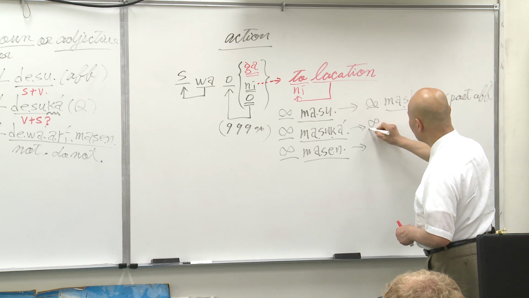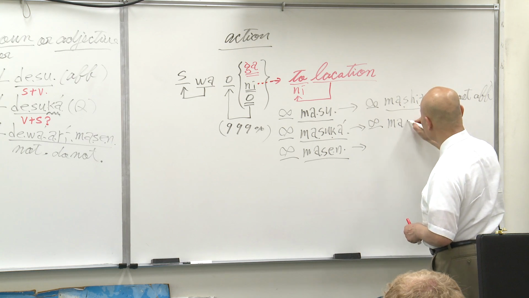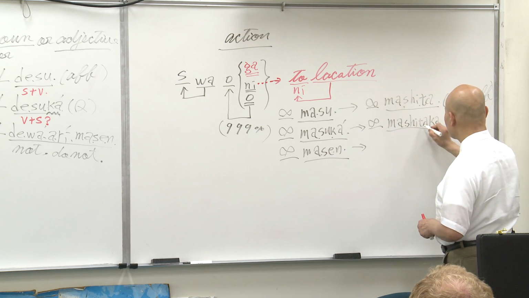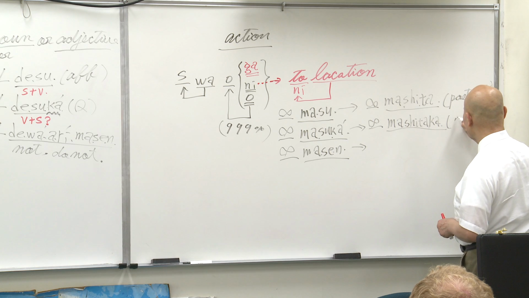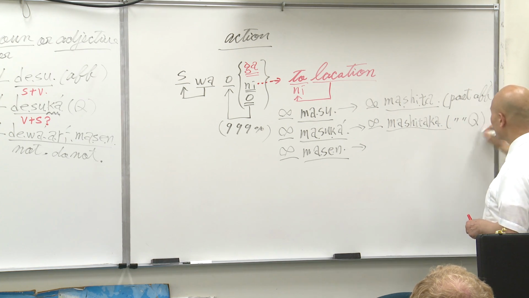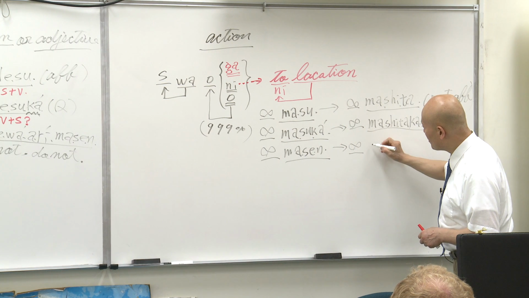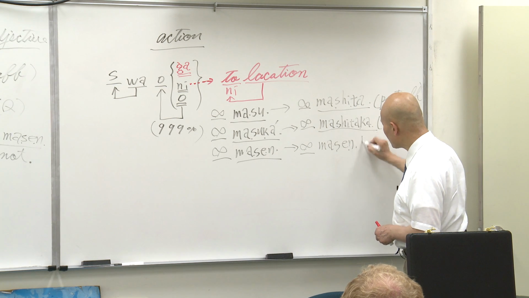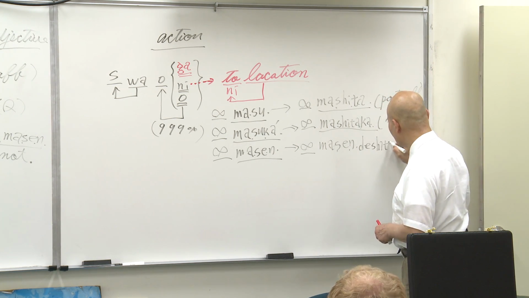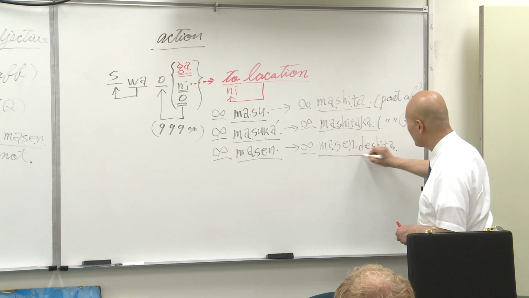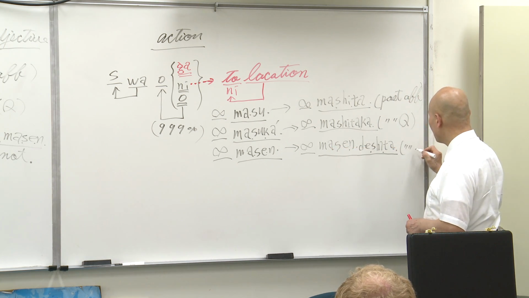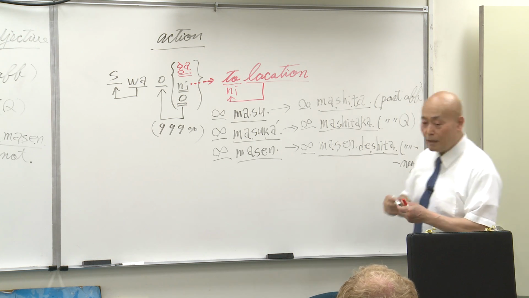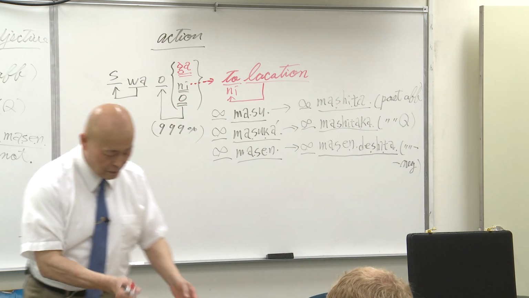And root, mashita ka. Ma, shi, ta, ka. This is your past tense, look, ditto mark, past tense question. And the last one. Root, masen deshita. Deshita means past tense negative. Past tense negative.